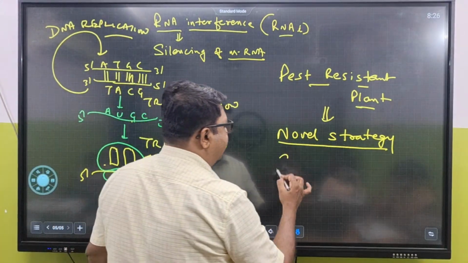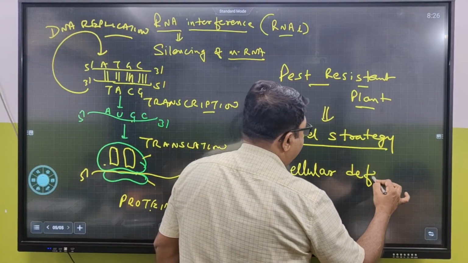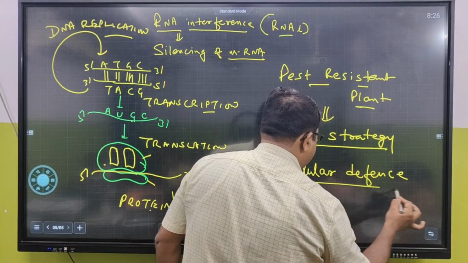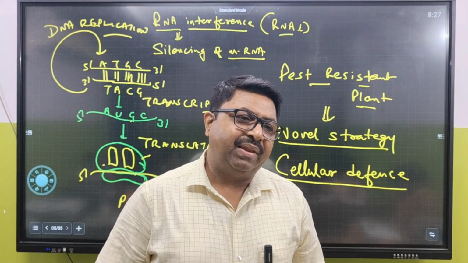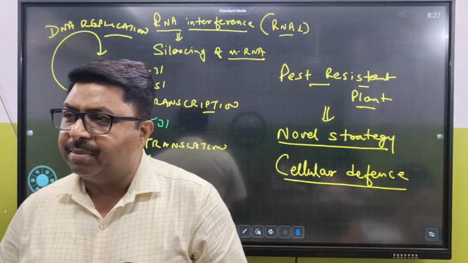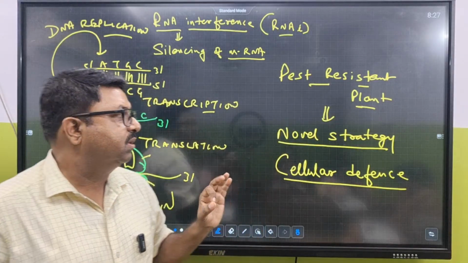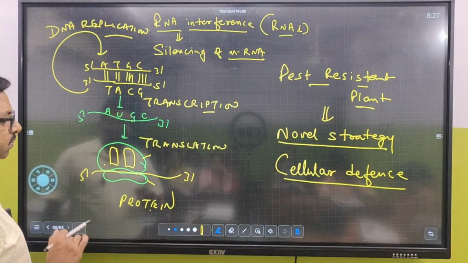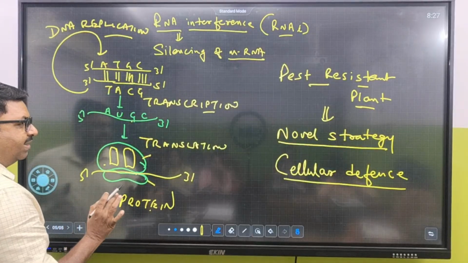The second term, find out in your book, is called cellular defense. Cellular defense, and underline it. Cellular defense under pest-resistant plants. It's a very, very important term again. Cellular defense. Very, very important. Is this clear? So these two terms are very, very important.